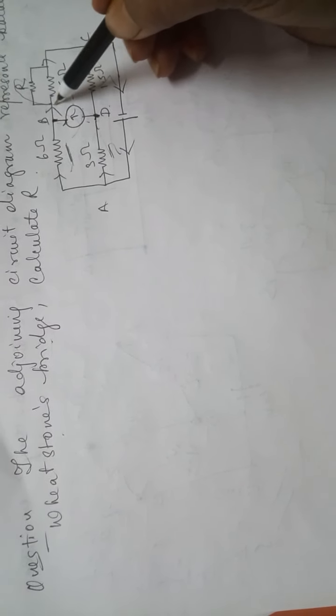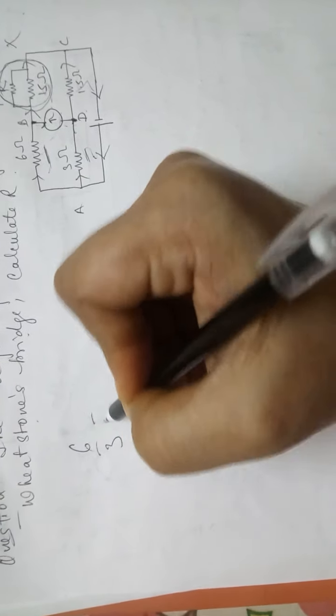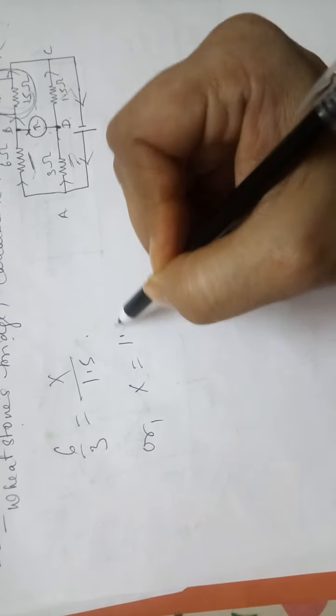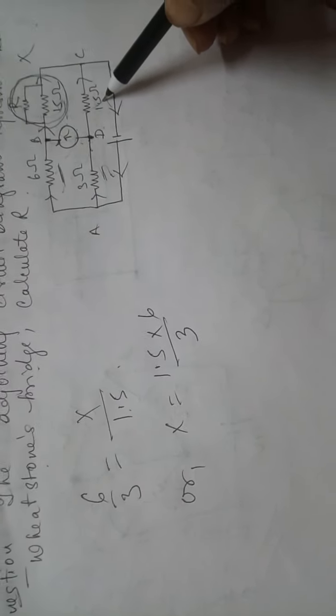Now we need to find out the value of R. So we will take this as an equivalent and put it as X. We will follow our general rule, the principle for the Wheatstone bridge. So what is the condition? We can take this as 6 by 3. So 6 by 3 is equal to X divided by 1.5, or we need to find X is equal to 1.5 into 6 by 3. Because this is 1.5, this is 1.5.